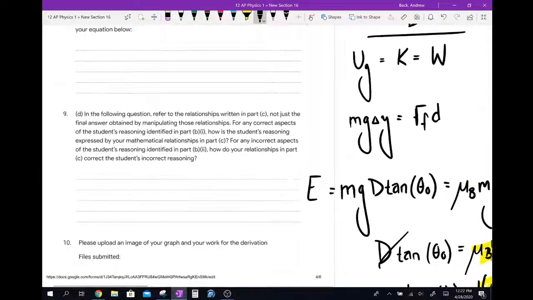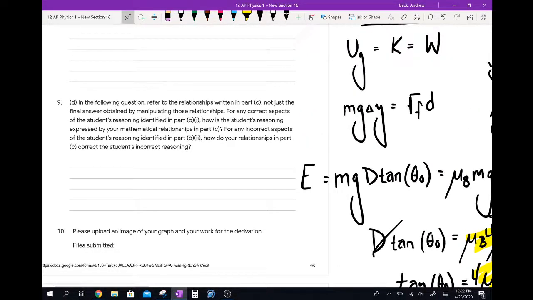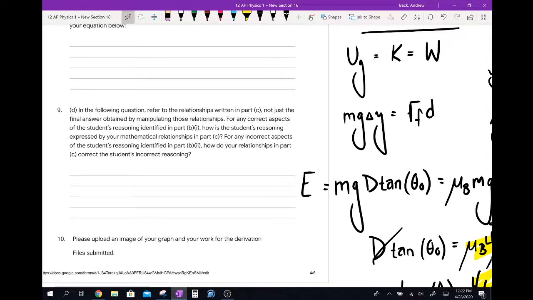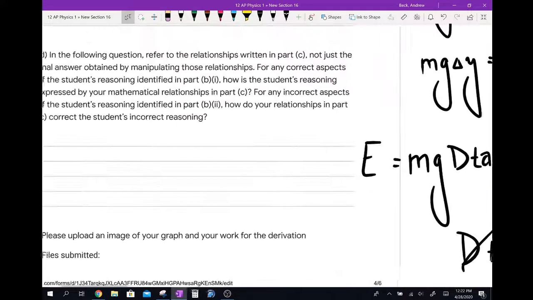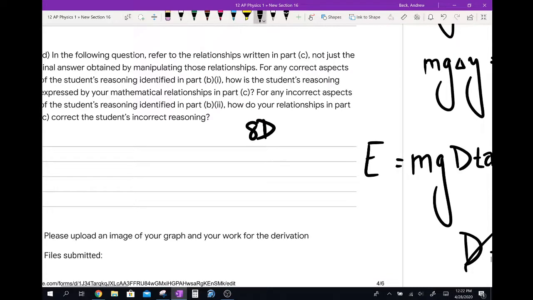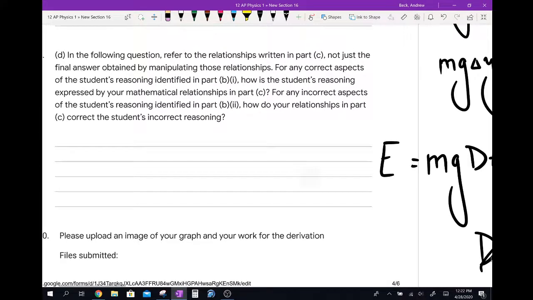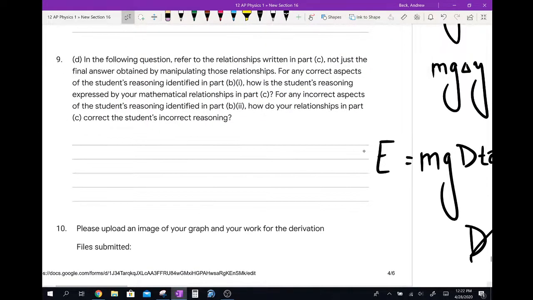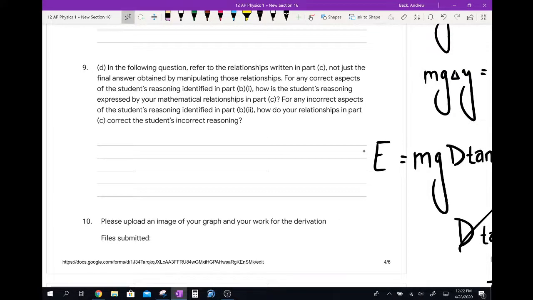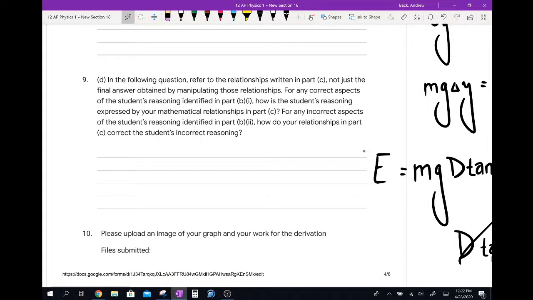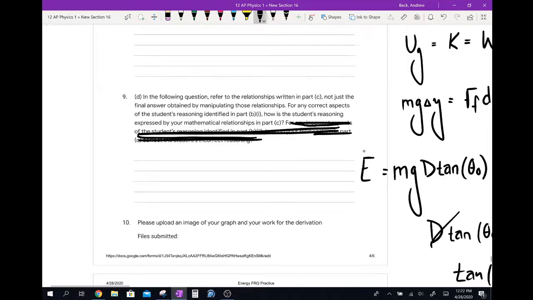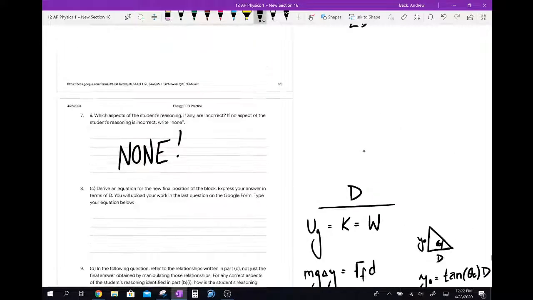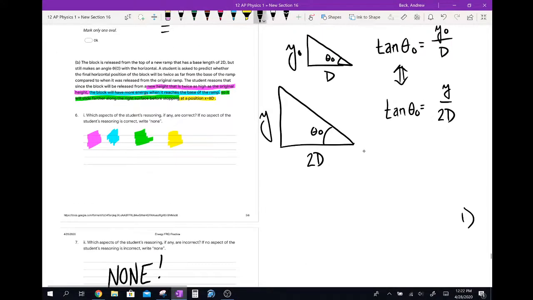Alright, and then this final one in the following question refers to the relationships written in part C, not just the final answer obtained by manipulating those relationships. So we don't want to just say, oh yeah, the answer was 8d, so we're good. For any correct aspects of the student's reasoning identified in part B I, how is the student's reasoning expressed by your mathematical relationship in part C? For any incorrect, we didn't have any incorrect stuff. So we just have to say, okay, we said 4 statements, and we just have to identify which parts match up with the student's statement.